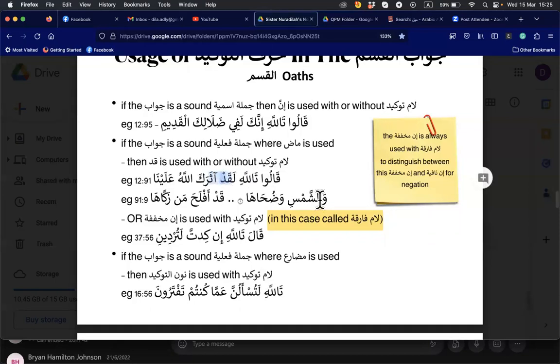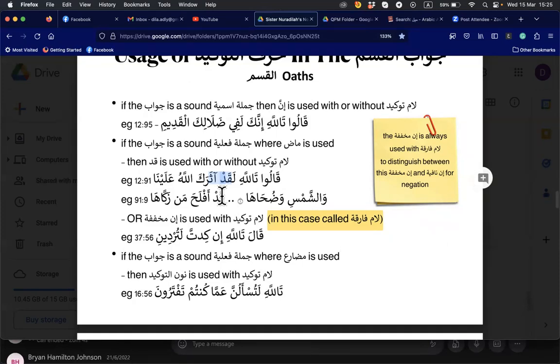Here we have wa shamsi wal duhaha, and then we have other oaths in the middle, and then here we have qad aflaha man zakkaha. So qad without the lam. Yes. Okay. So if the jawab is a jumlah fi'liyah madi, then it will come with qad. Always with qad, with or without the lam.